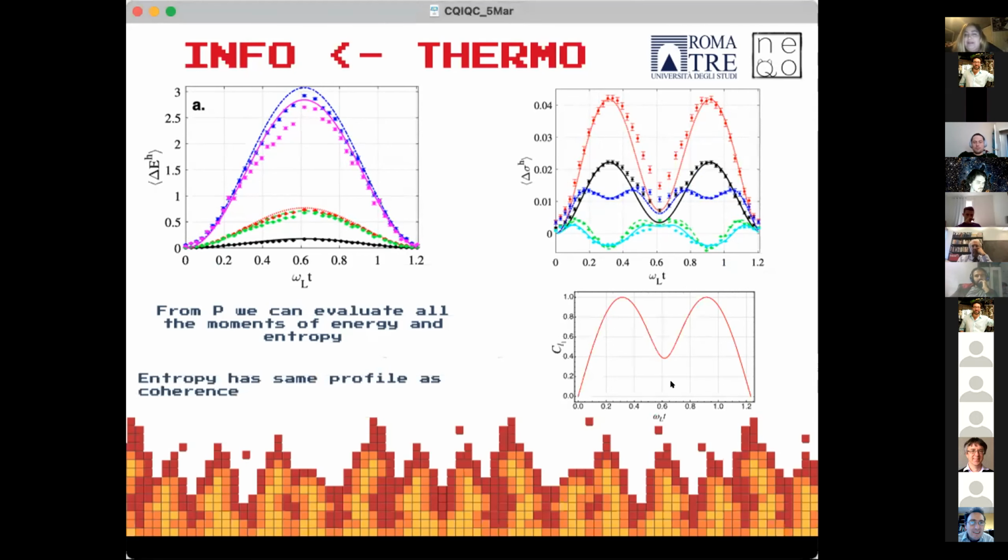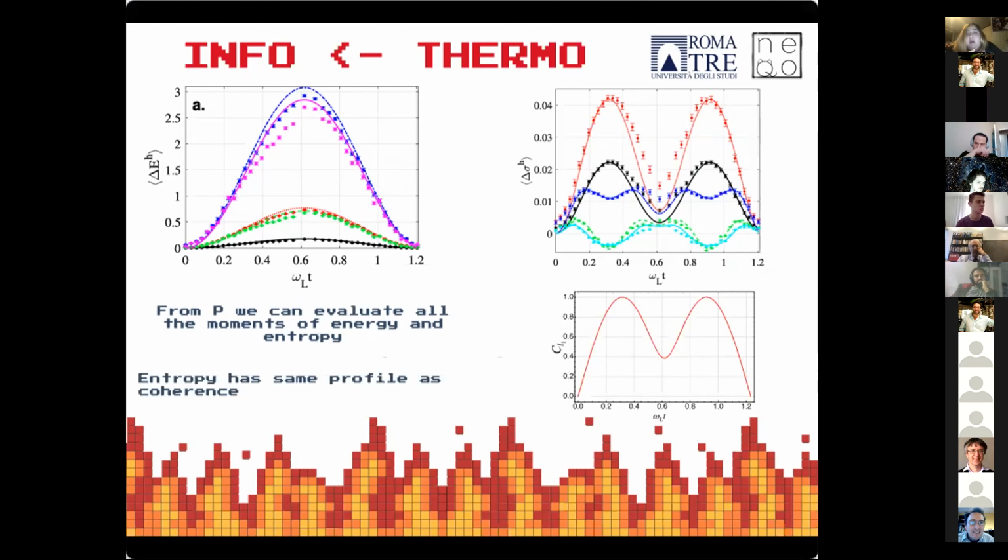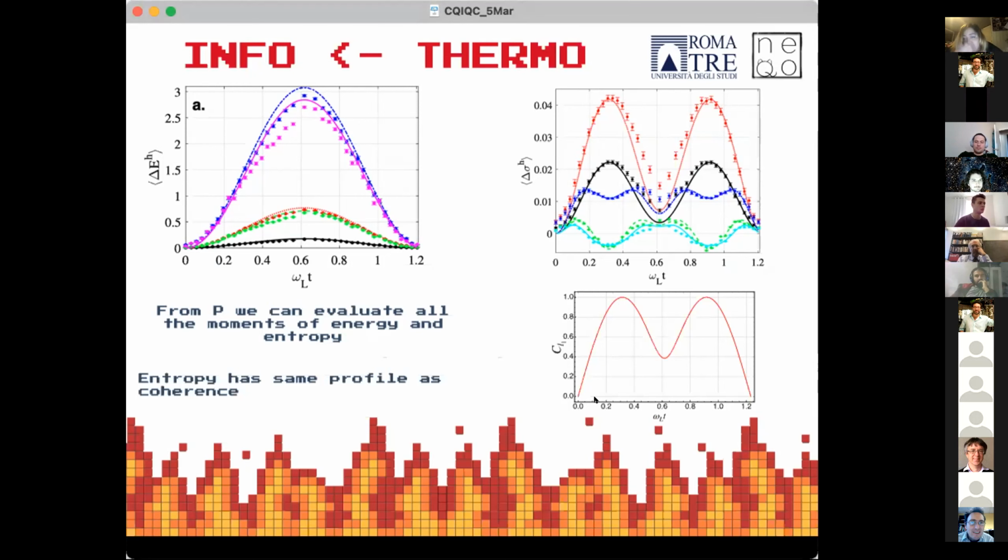So as you can see, you don't have any experimental points here, they're just theoretical calculations. And you see that the profile of your coherence strongly resembles that of your entropy production. So you can infer, we couldn't check this experimentally, we are working on it actually, that part of your entropy production actually comes from the coherence that you have.